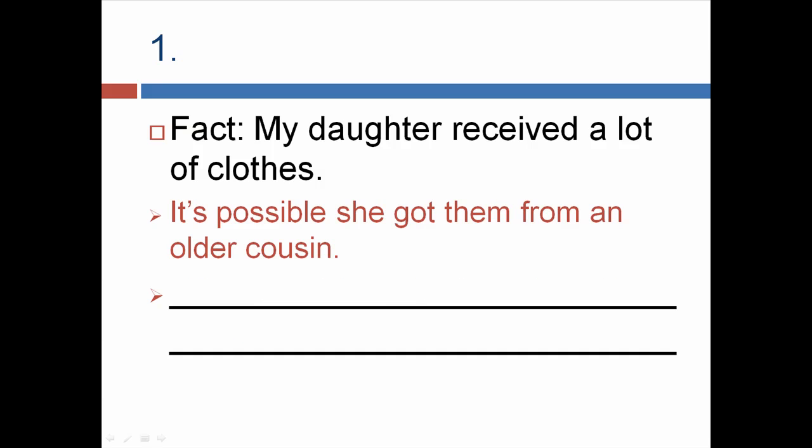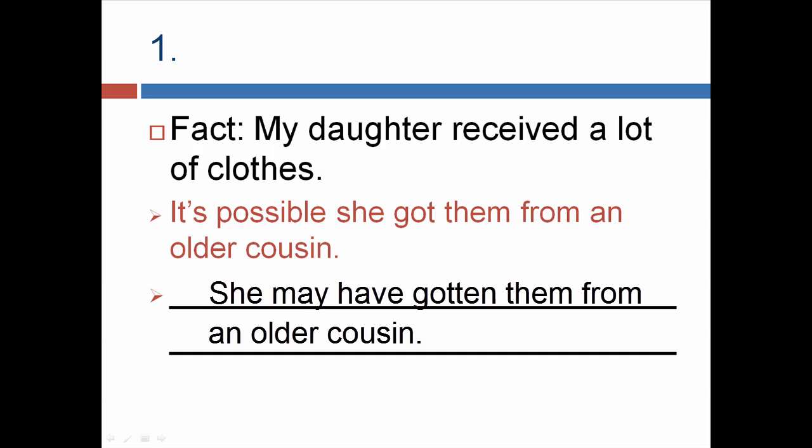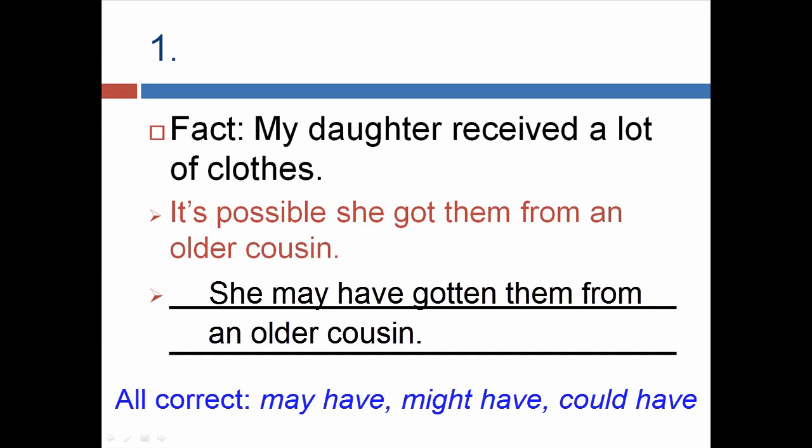Now you try number 1. Fact, my daughter received a lot of clothes. Read the guess and rewrite it with a modal verb. It's possible expresses a low degree of certainty. We can say, she may have gotten them from an older cousin. We can use may have, might have, or could have. And in fact, this is the truth. It's very common among American children to receive clothes from an older cousin or an older sibling.